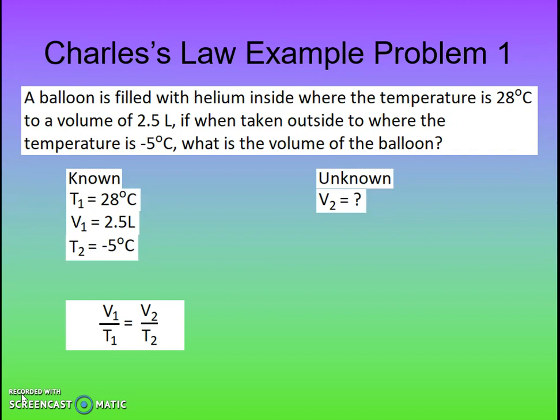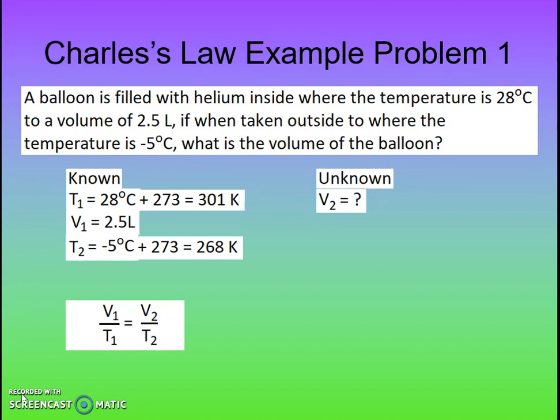V1 over T1 equals V2 over T2. However, we're not quite ready to start solving yet because we have these degrees Celsius. If I were to plug in that 28 and that -5, we'd end up with a negative volume, which makes no sense. The only way this equation works is when we use temperature on the Kelvin scale. So we have to convert those temperatures to Kelvin. To get from Celsius to Kelvin, we add 273. So 28 plus 273, we find T1 to be 301 Kelvin. And -5 plus 273, we find T2 to be 268 Kelvin.